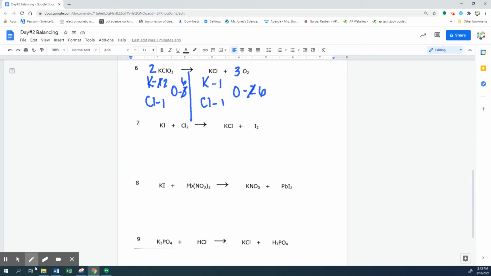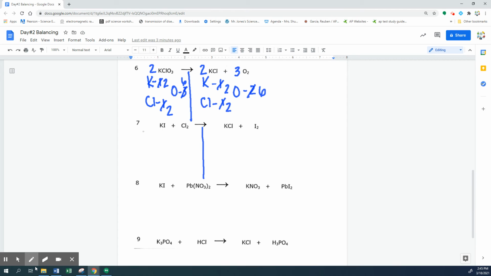That also changes my potassium and my chlorine. So now those are unbalanced. I needed 2 to balance my potassium and chlorine. Everything is happy.